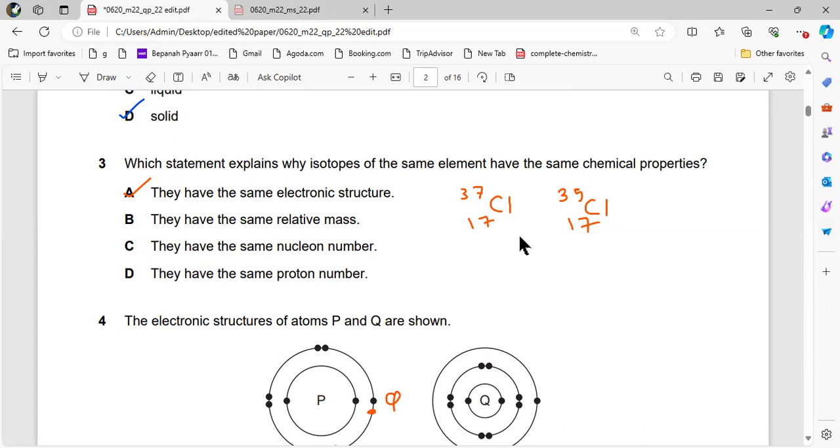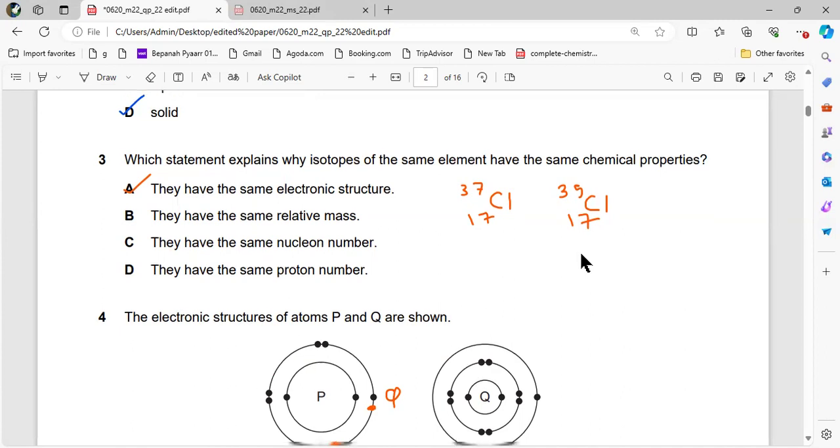So here, for example, we have two isotopes of chlorine, chlorine 35 and chlorine 37. Both of them have the same atomic number, that is 17. So the electronic structure for both of them will be the same. That is why they have the same chemical properties.